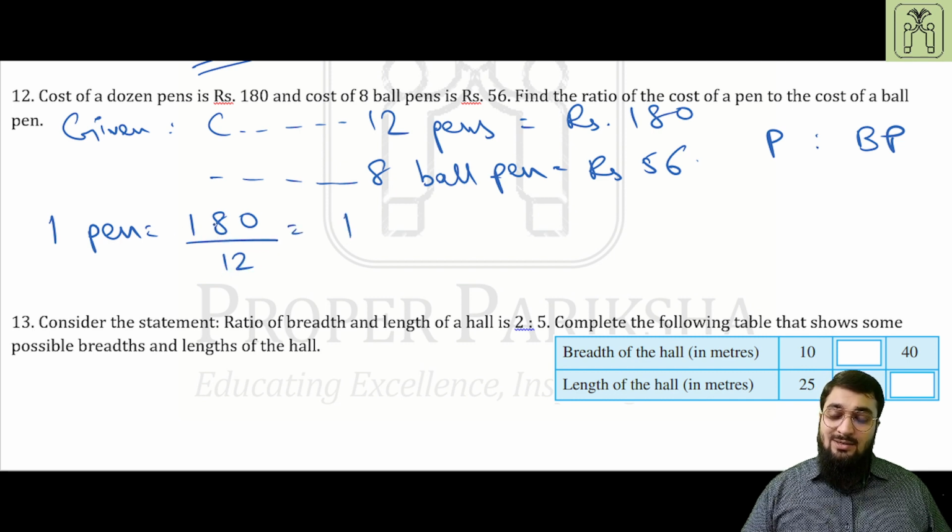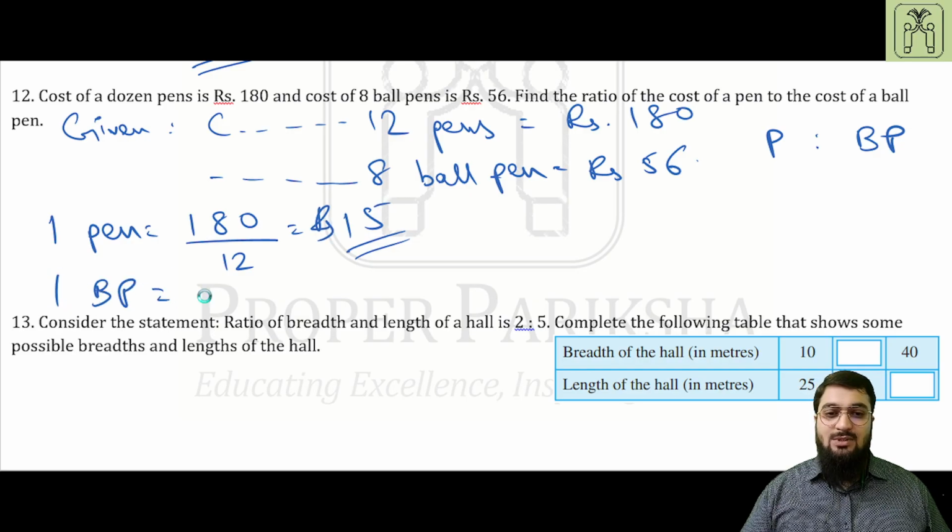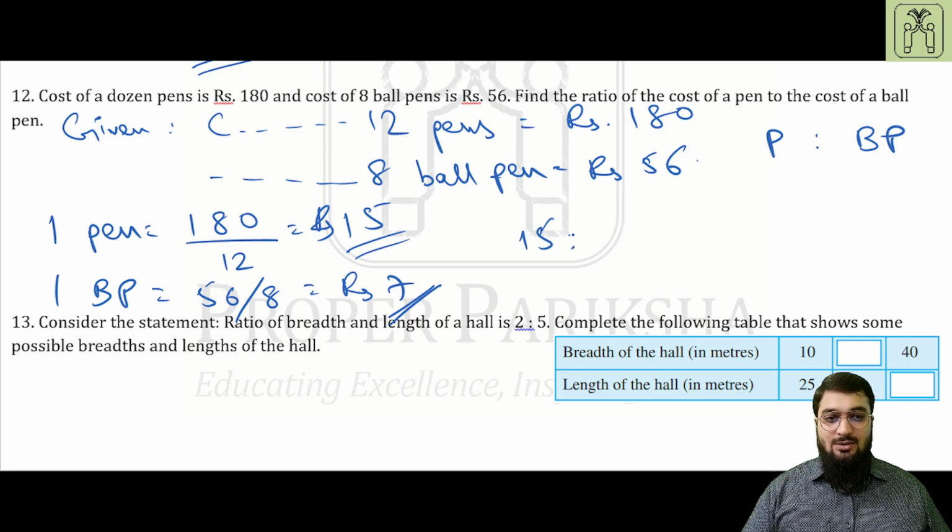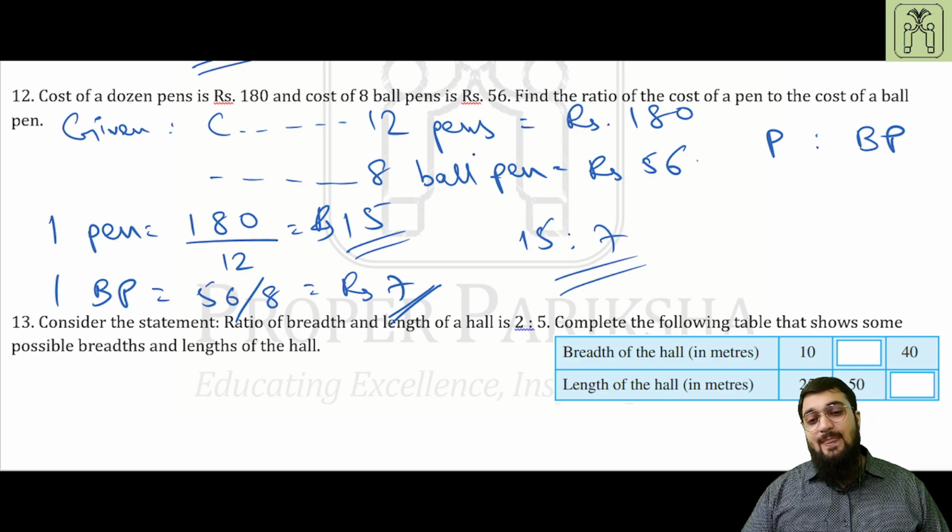12 ones are 12 and 18 minus 12, 60, so that will be 5, so 15 rupees, and cost of one ball pen will give us the answer of 56 upon 8, so that will be 8 sevens are 56, so that will be rupees 7. So the ratio will be cost of pen 15 is to cost of ball pen, that is 7, and that will be the answer.